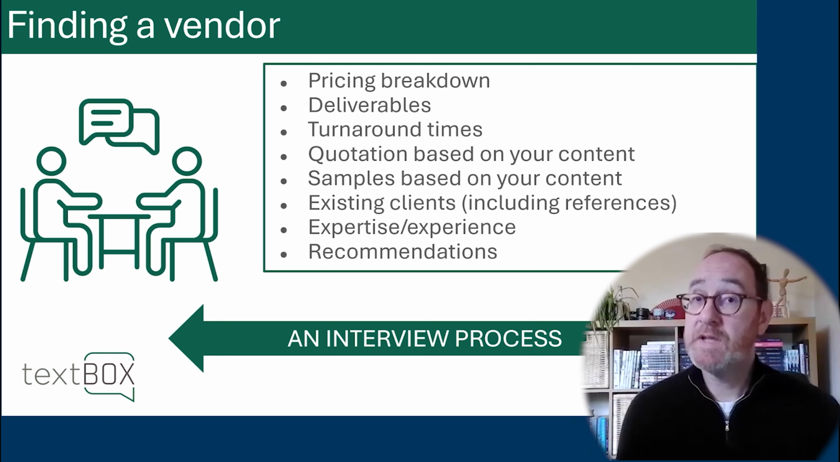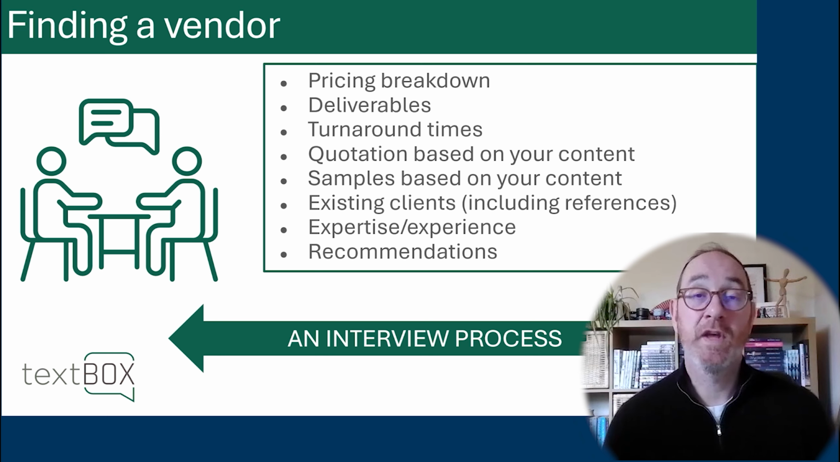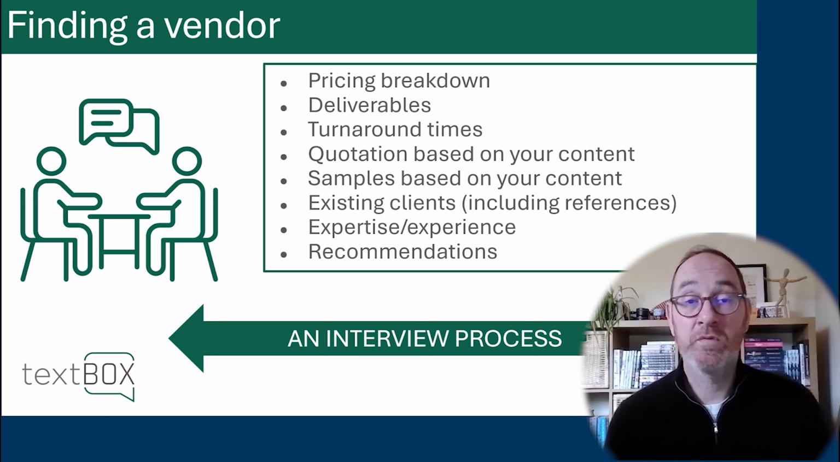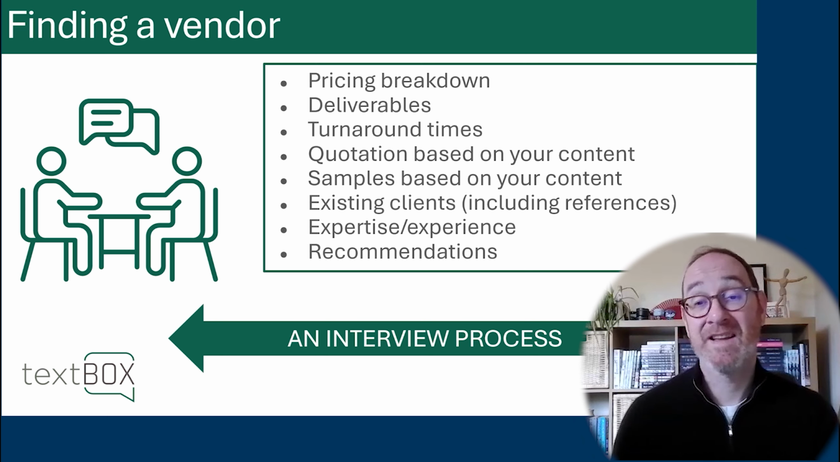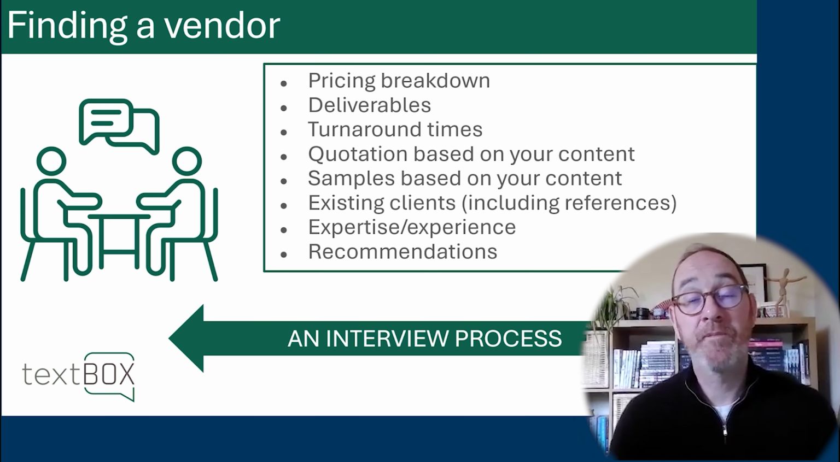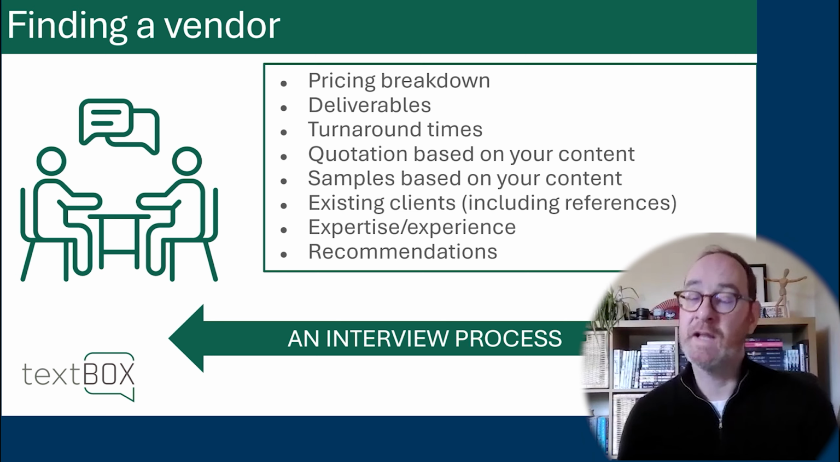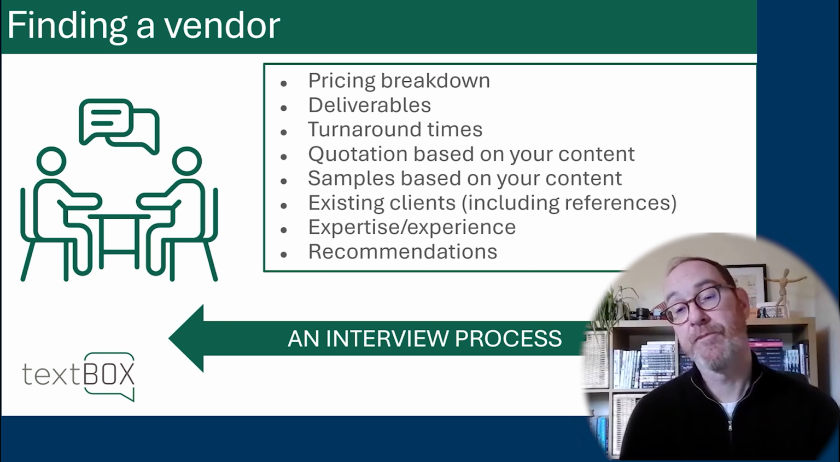Request a quotation based on your content. It's always important to think about what type of content you have and what that would cost with that vendor. So provide examples, 5 or 10 examples, books that the vendor can go through and provide a quotation based on exactly your content, so they have a really good understanding of it. Also ask the alt text vendor to provide samples based on your content. Again, it's very important to provide your content so that you can see how they would handle your types of publications.